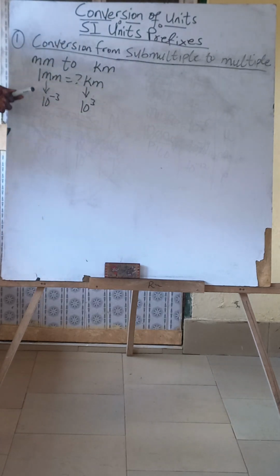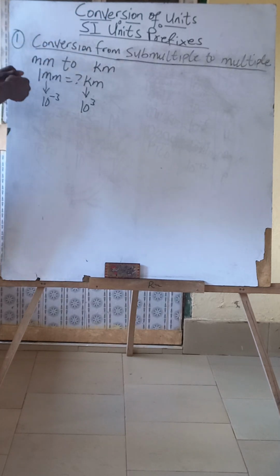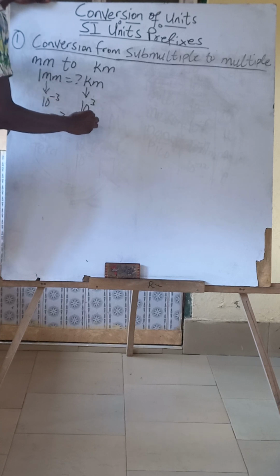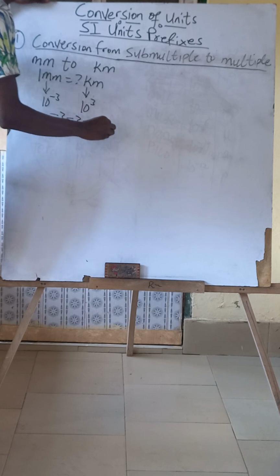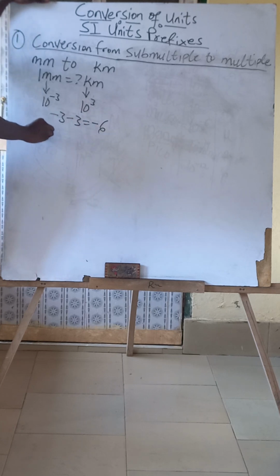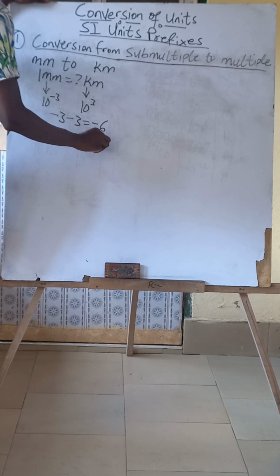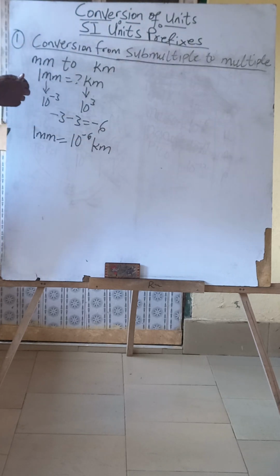And now, when you are converting from a sub-multiple to a multiple, this is how it is done. You will subtract. Unlike the first one, this one you subtract. So this one is negative 3. So negative 3 minus 3, and you are getting negative 6. So 1 millimeter is equivalent to 10 raised to the power negative 6 kilometers. This is how it is done.